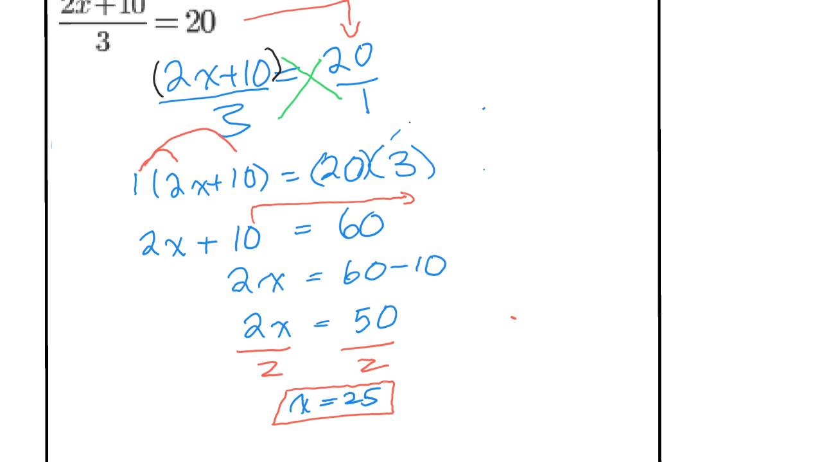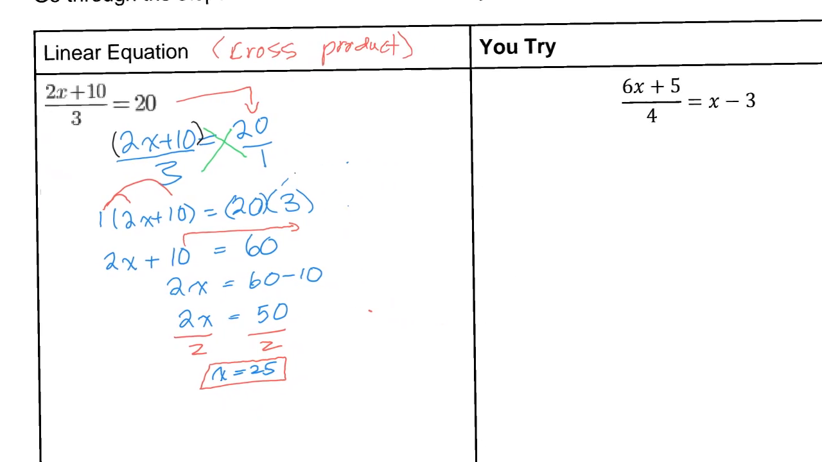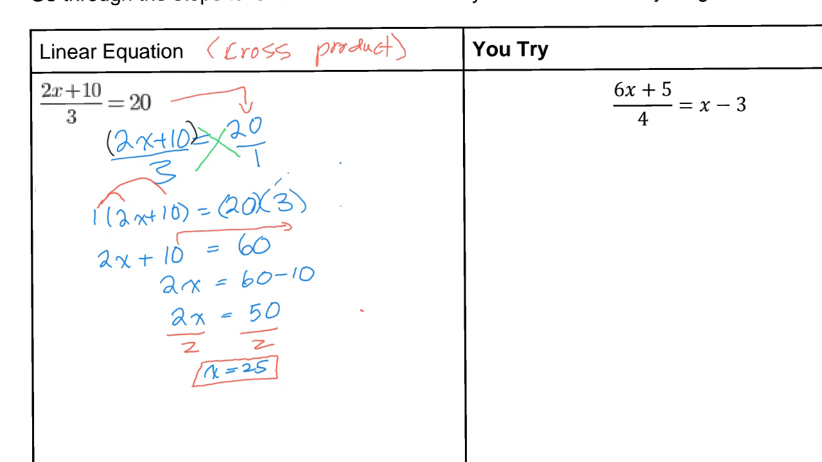So now that you know how to do this problem, here's my question. Do you think you can solve this problem here? 6x plus 5 is equal to x minus 3. I want you to remember that you can look at x minus 3 as a big bracket, and then it's all over 1. So we'll start with this: 6x plus 5 over 4 is equal to x minus 3 over 1.